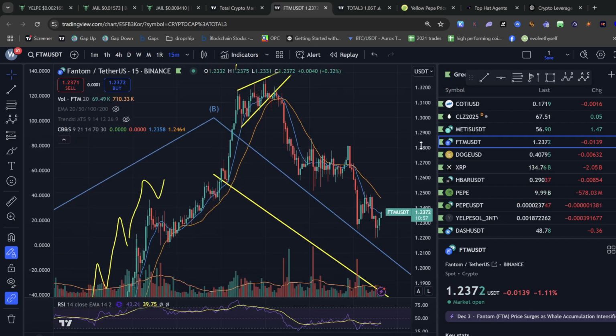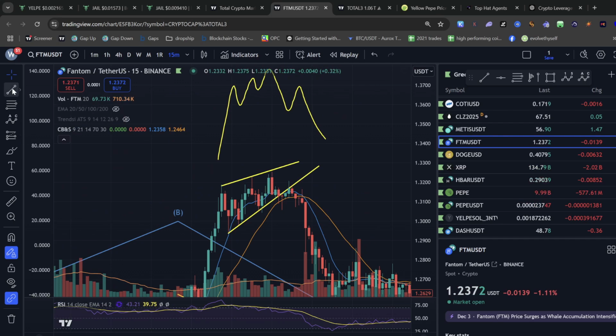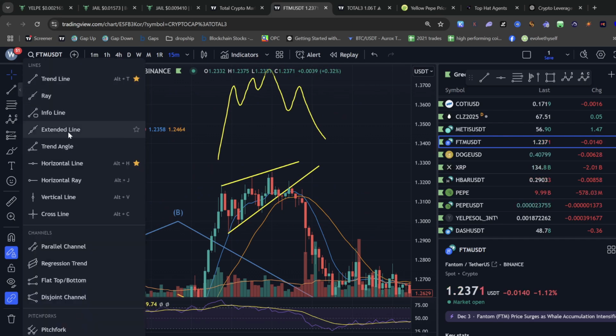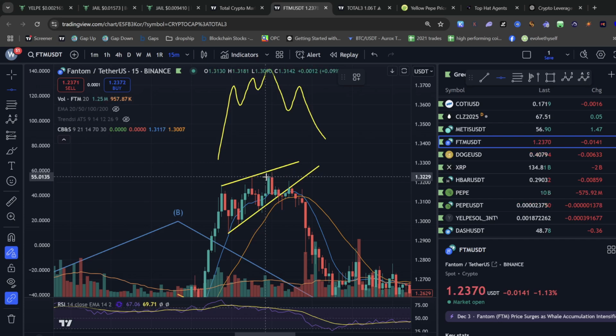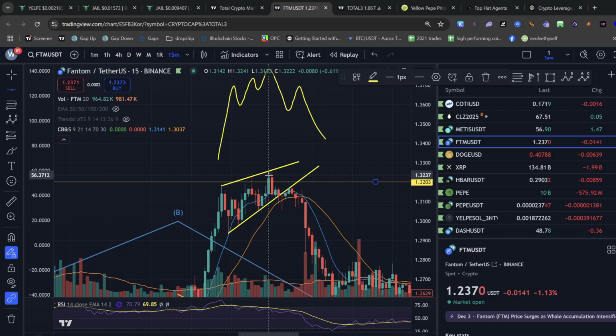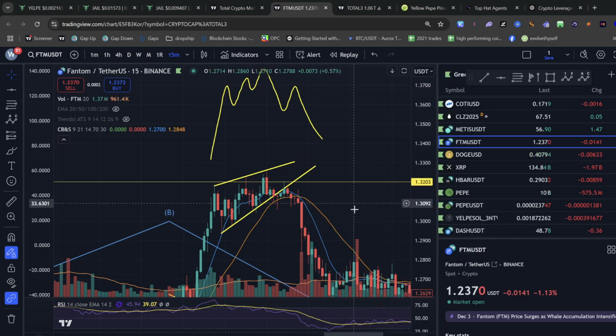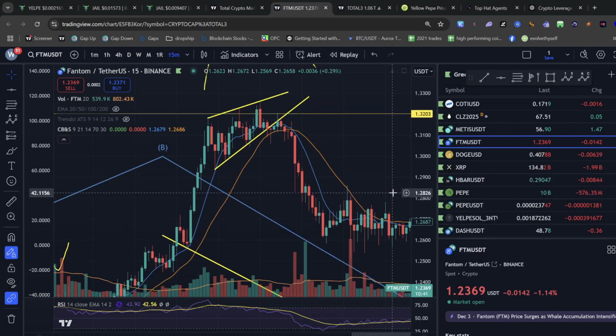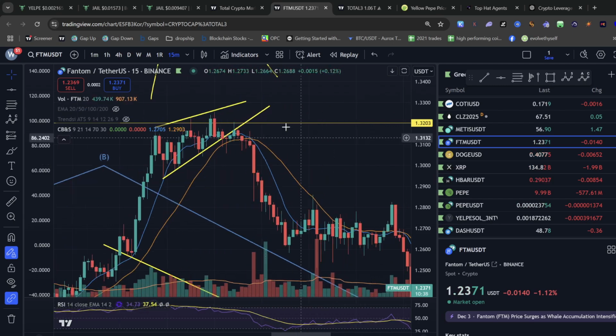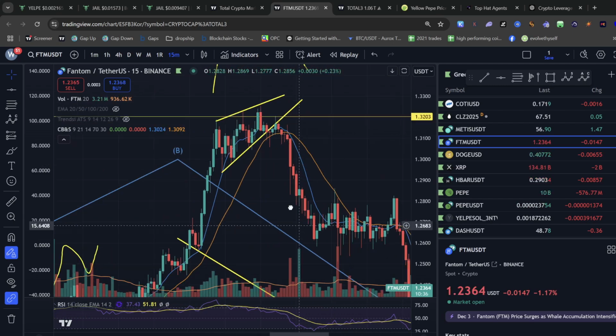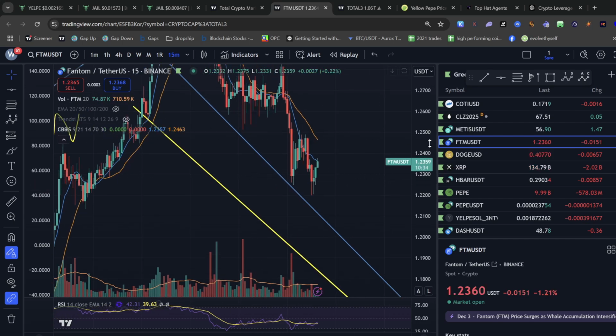I shorted this right. What did I short it at? It was like 1.32. 1.32, I think, right on the money. So basically the top of that. I mean, not perfect. You're probably not ever going to have perfect entries on everything. But yeah, so it's been printing all night. I expect it to keep going lower.